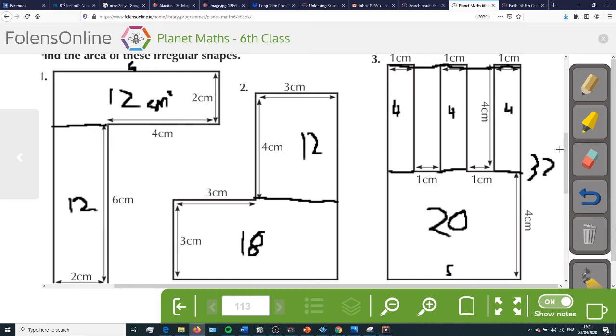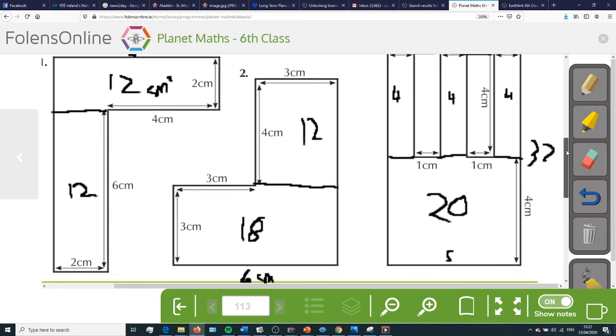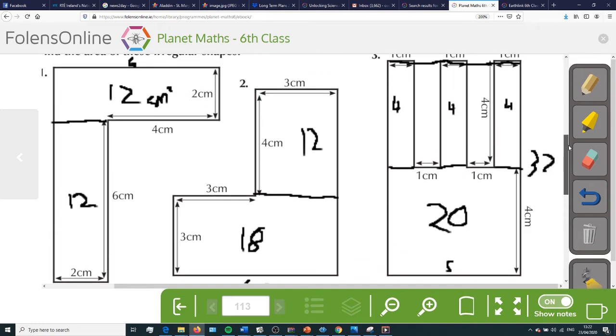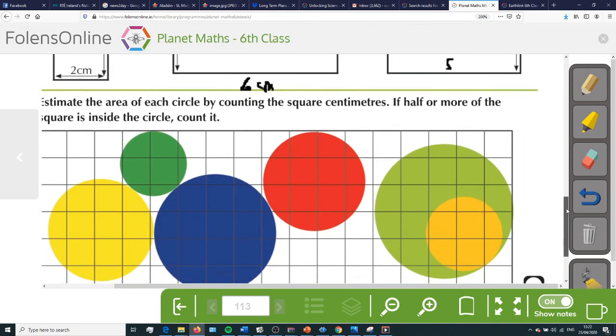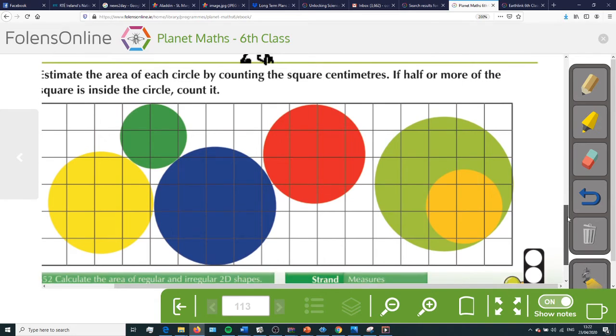And as we're doing these, there should be a little thing appearing in the corner asking you if you understand them. Okay, so the fourth type of question we had today is when we're estimating irregular shapes.